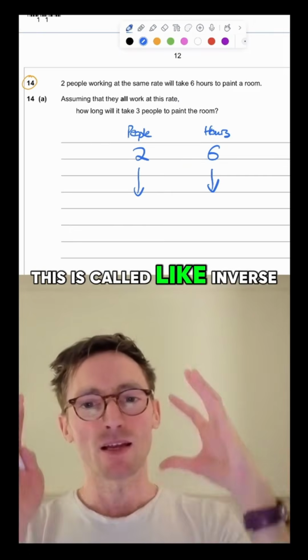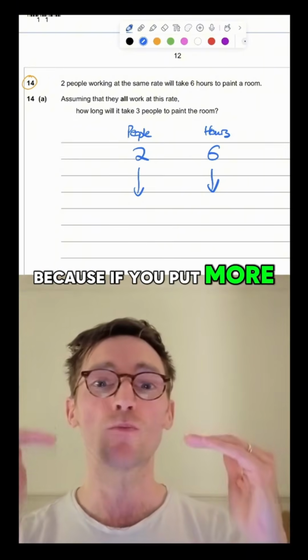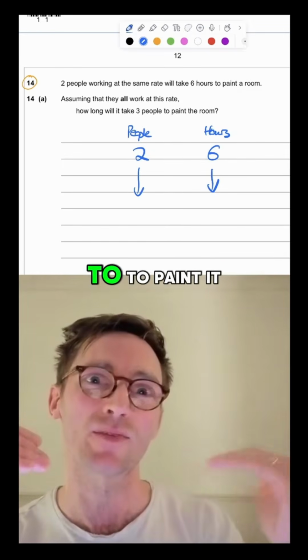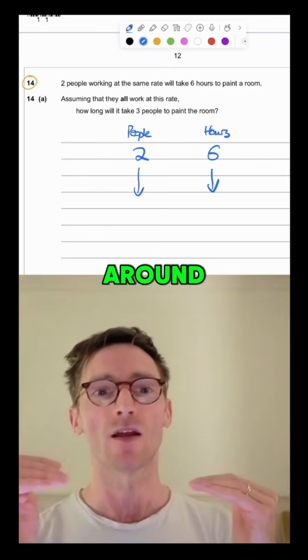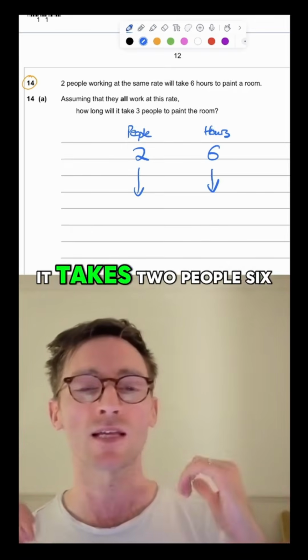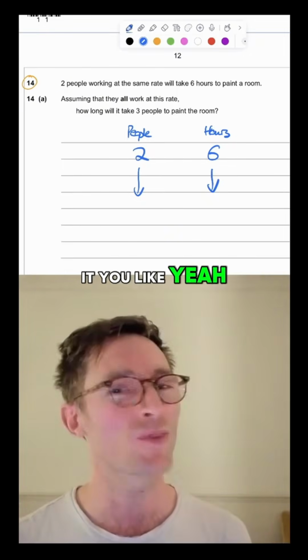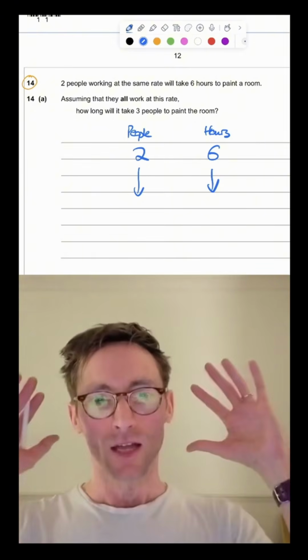This is called inverse proportion. So these 2 things are not proportional, because if you put more people into a room, it would take less time to paint it, if you see what I mean. So that's the thing that people can't get their heads around. People think it takes 2 people 6 hours, so how long does it take 4 people? They're like, 12 hours, double it. You're like, yeah, but think about it, it doesn't make any sense. You've got more people, it's going to be less time.